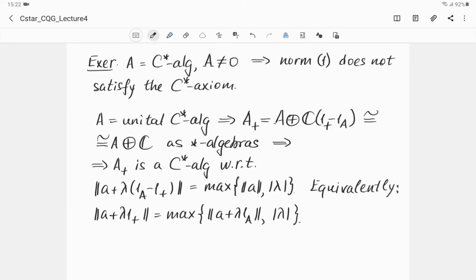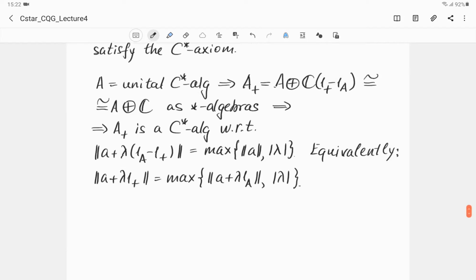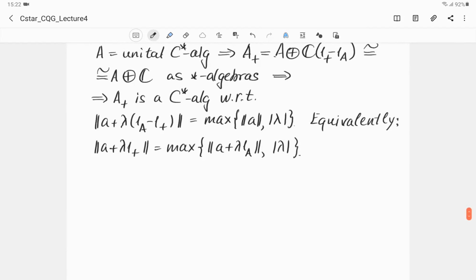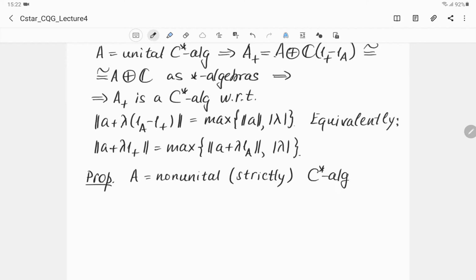Well, now let's consider a more interesting case where A has no identity. And in this case, we have the following proposition. Suppose that A is a non-unital, I'd like to stress that I mean strictly non-unital, C-star algebra. So we assume that A has no identity.